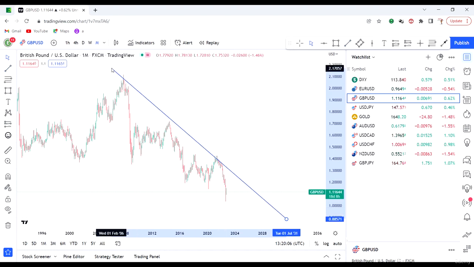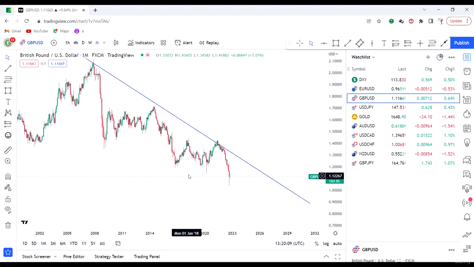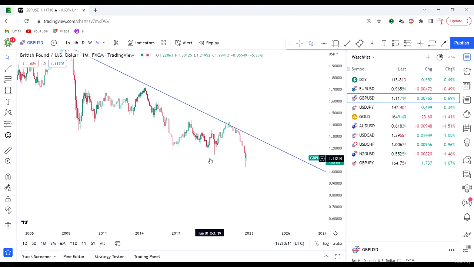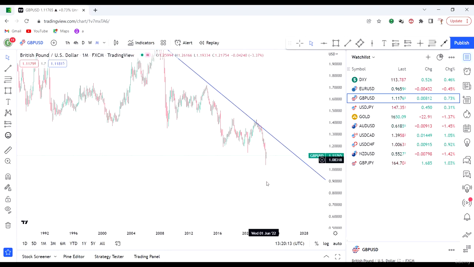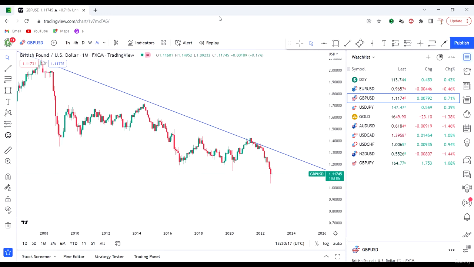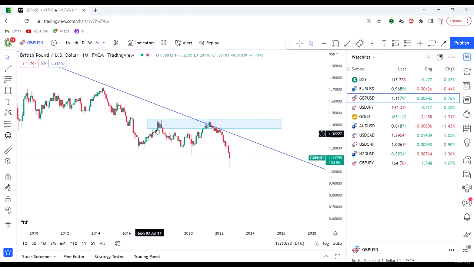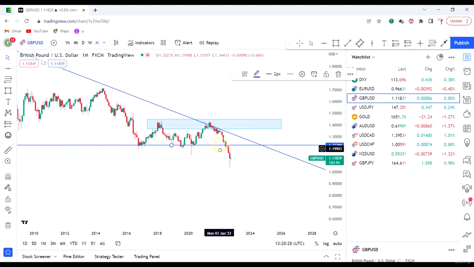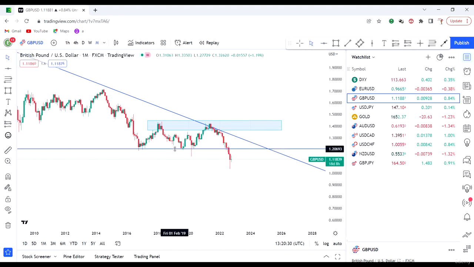To the downside, right? And tested here and broke this. And funny enough, we can also see that we have a double top here. This is the first top, this is the second top, and the market kind of broke the neckline again.